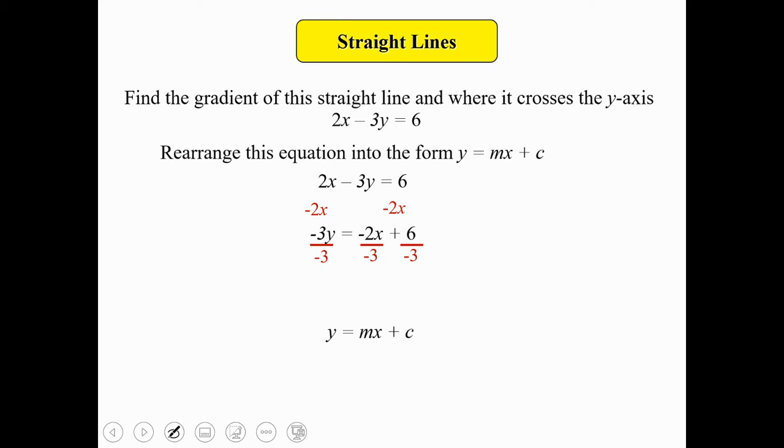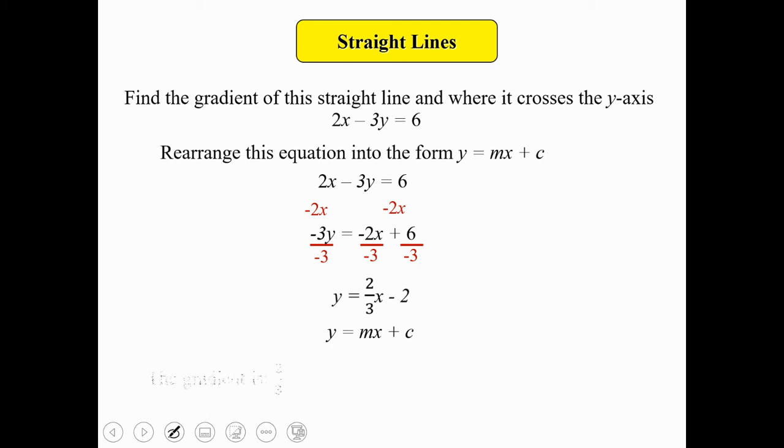The reason why I want to do that is so that I can have y on its own on the left-hand side. So minus 3y divided by minus 3 will just leave me with y. And then the rest, minus 2 divided by minus 3 is just 2 over 3. But 6 divided by minus 3 would be minus 2. And there you go, y is equal to 2 over 3x minus 2, which is in the right form.